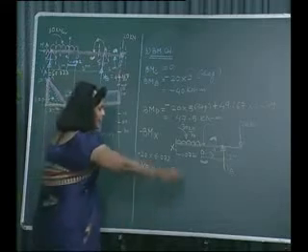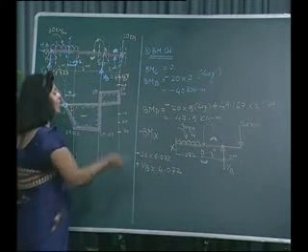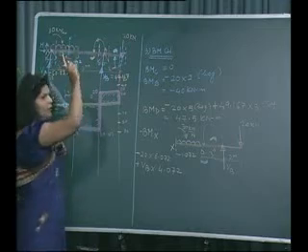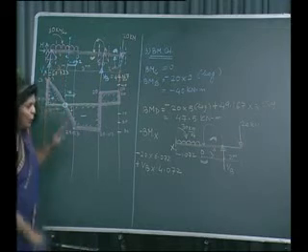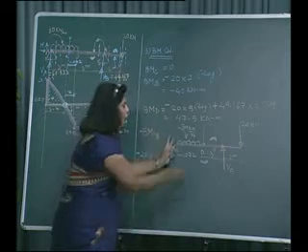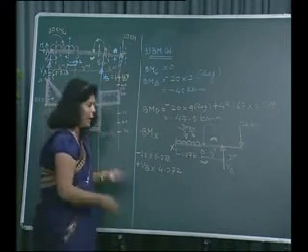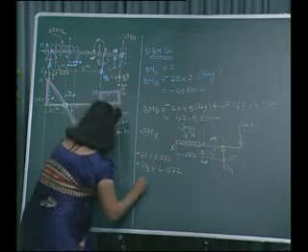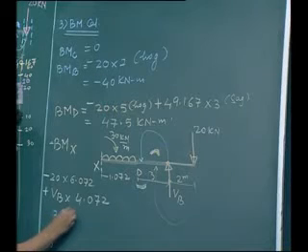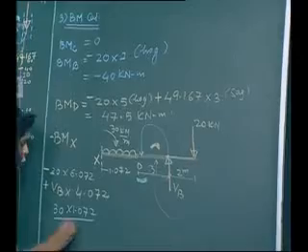And the third is UDL. Now what students make mistake is, they take the whole UDL, that is for 3 meters. No, when I am calculating for section X, the UDL will be taken only for 1.072, right? So what is my UDL? 30 into 1.072. What is this? This is nothing but a force.